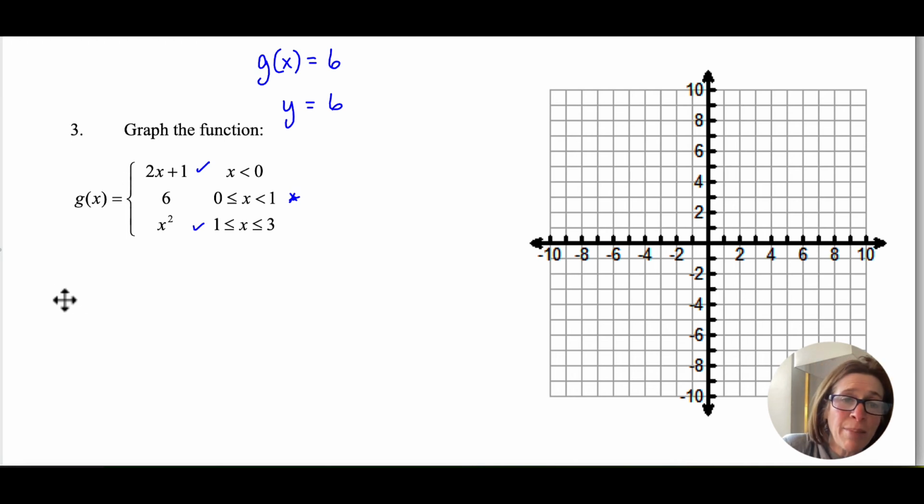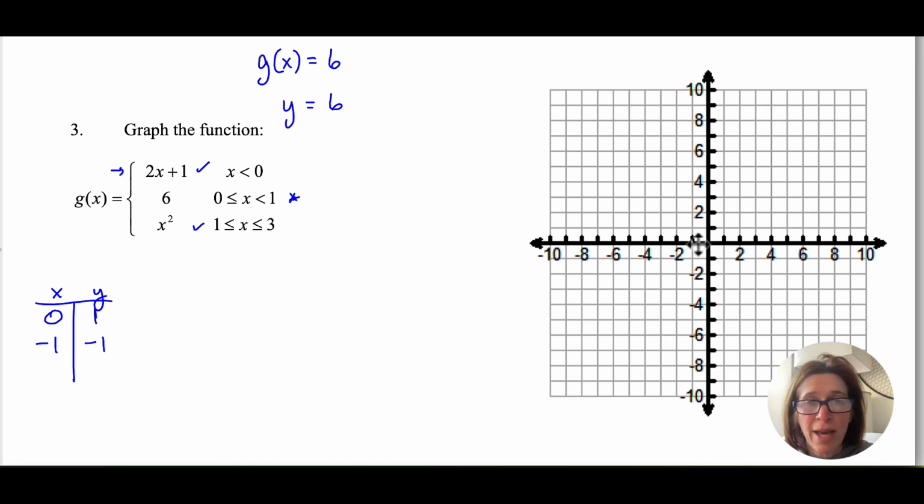So I'm going to break this up, and I'm going to make my tables. So here we go. My first function right here, 2x plus 1, I'm going to plug in 0 and maybe negative 1. That should do enough for me because it's a line. So 0 gives me 1. Negative 1 gives me negative 1. So I'm going to go to x of 0, y of 1. I'm going to put an open circle because it doesn't include it. Sorry, I did that wrong. 0, 1. I put it in the wrong place. So 0, 1 would be right here. And then negative 1 would be right here. So I have a line going like that.